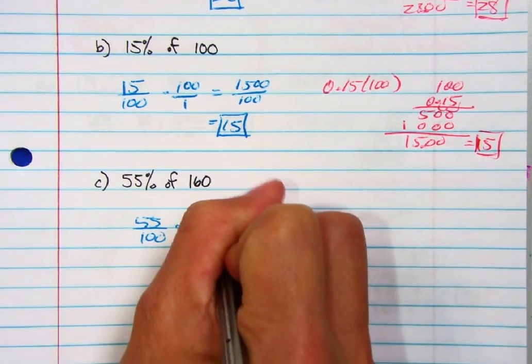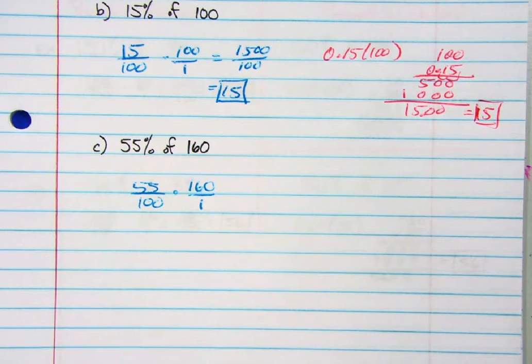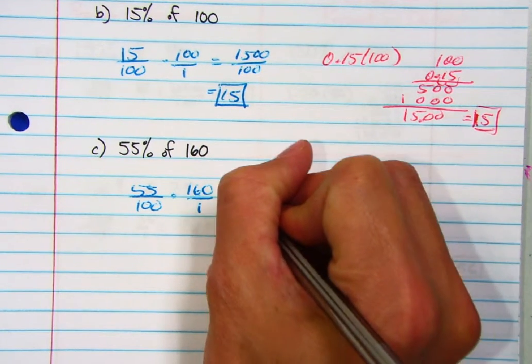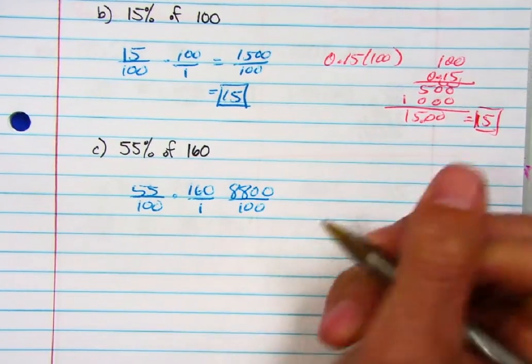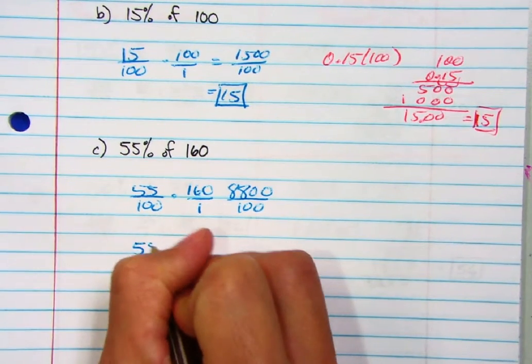Multiply by 160. Now, I'm going to go ahead and multiply across, but I'm going to tell you the truth. I really can't think of 55 times 160 off the top of my head. So I had to actually go to a calculator to do that. That's going to be 8,800 over 100. But I guess you could have made your life a little easier. I'll do it this way this time here.